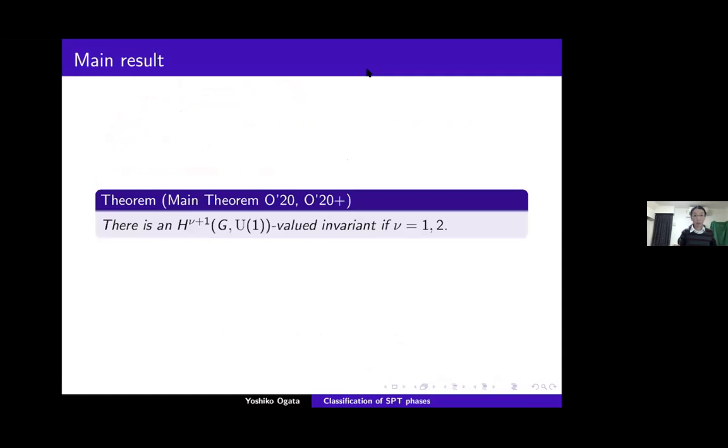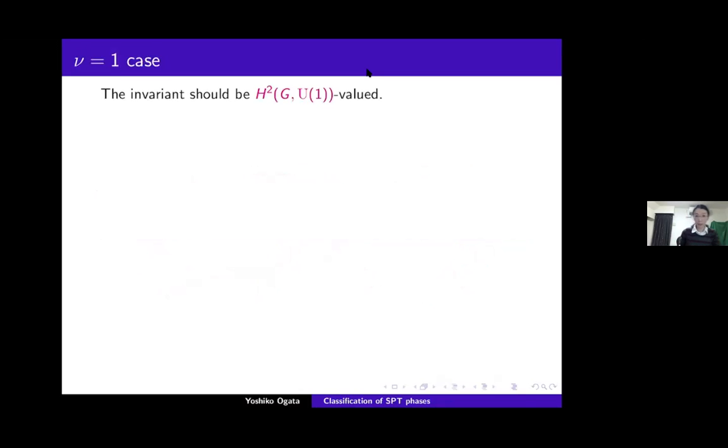And the main result of this talk is the following: we proved their conjecture affirmatively for spatial dimensions 1 and 2. That is the main result I would like to talk about today. For the rest of the talk, I would like to tell you how to find this group cohomology valued invariant. Let me start from the one-dimensional case.